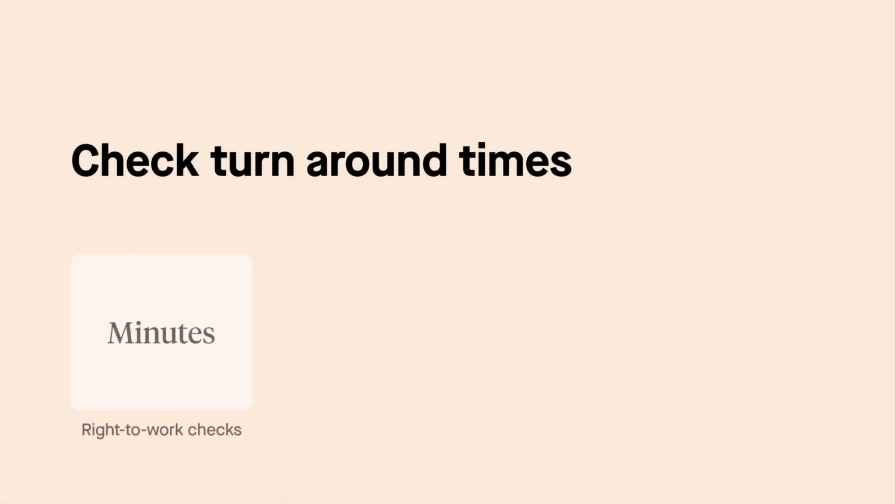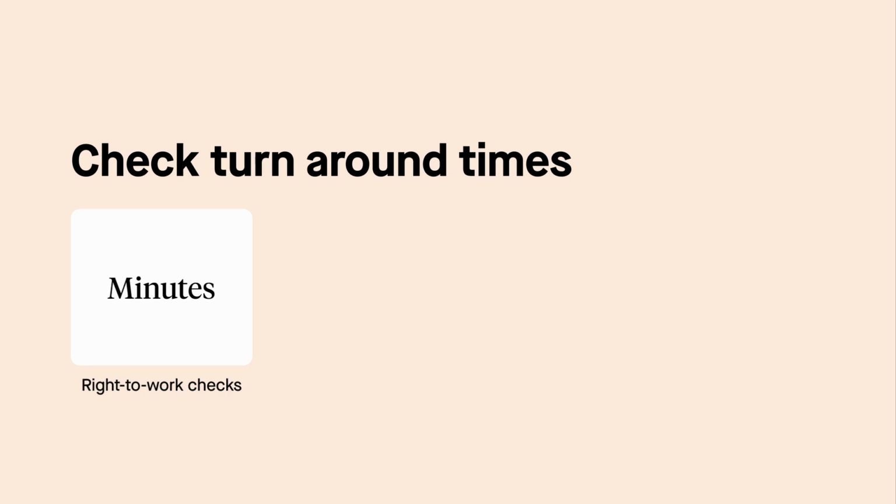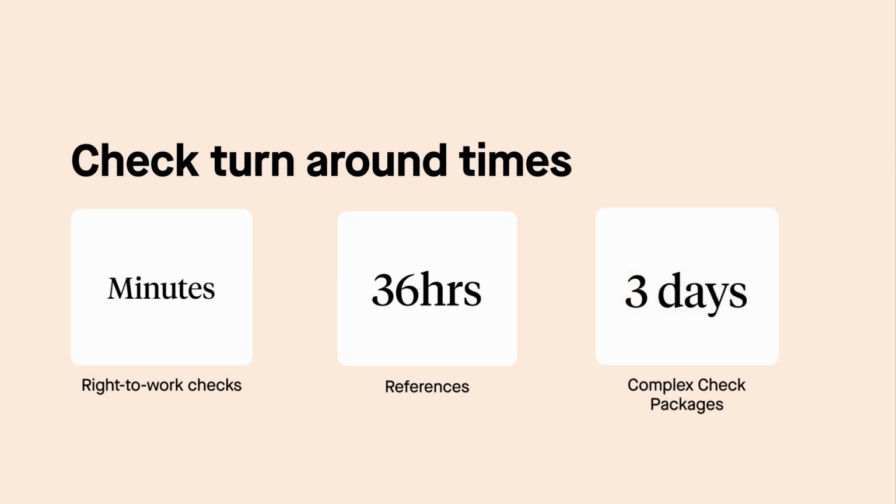UK right to work checks come back in a matter of minutes, references on average within 36 hours, and overall our average turnaround time for a complex check package to be completed is just 3 days.